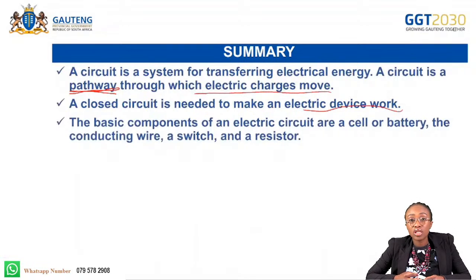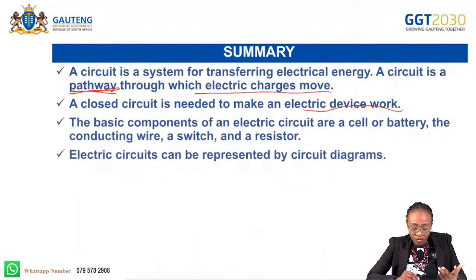What else do we need? We need a switch. What does the switch do? The switch controls the flow of current. A closed switch will complete the pathway and allow current to flow. An open switch will give us an incomplete pathway, which does not allow current to flow. We also need a resistor. In our case today, we used a bulb, which shone when the circuit was closed, and when it was open, it switched off.